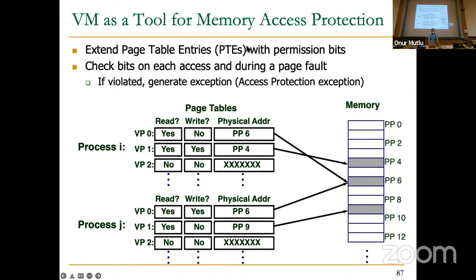What we're doing is we're extending the page table entries with permission bits. So take a look at this. I mean, this is a crude way of looking at it, but it gives the idea. You have a virtual page zero, you're able to read it, but you're not able to write to it. And this is the physical address. You check the bits on each access, or during a page fault. If violated, you generate an exception. So the TLB houses the page table entry, including the access control bits. If you're trying to write to a page that you don't have the right permission to, the processor generates an access control exception, and there's an exception handler that handles it, clearly.